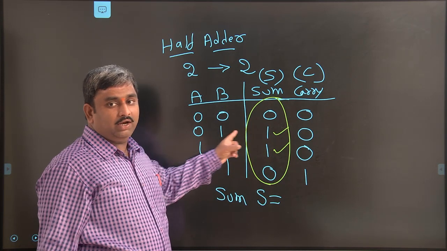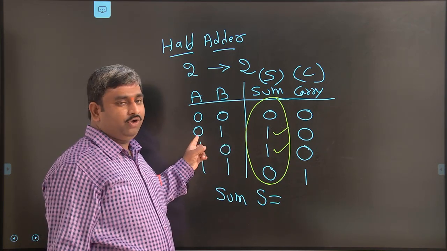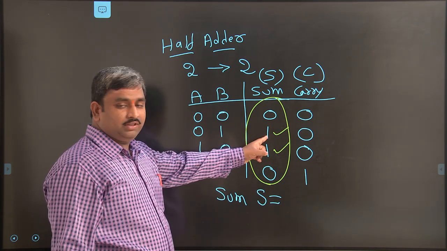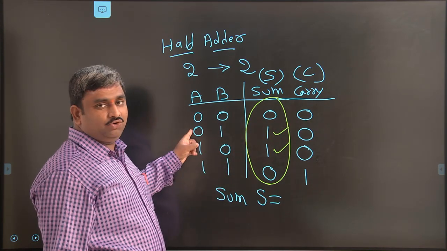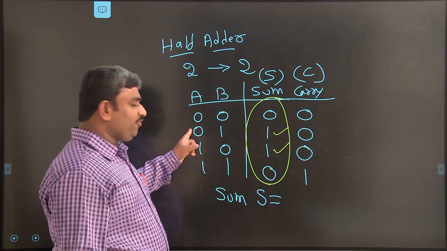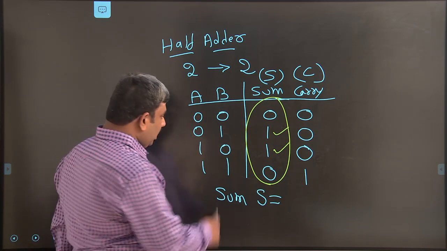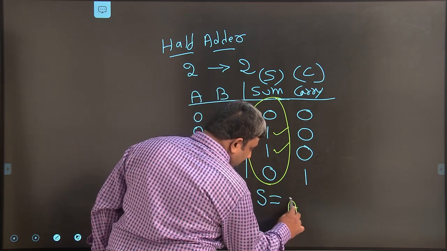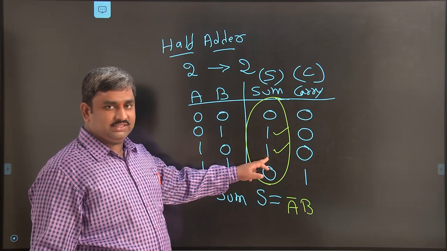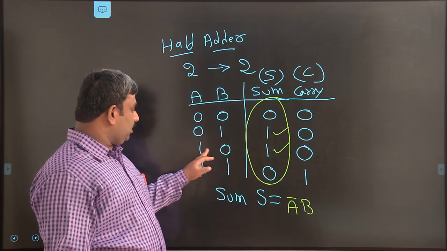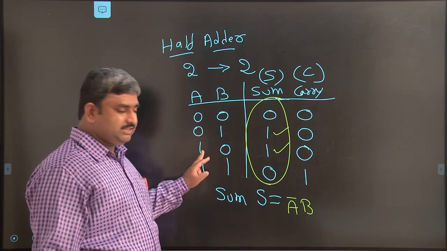Now what is the combination of inputs? Here I got the output for sum, and the input combination is A is equal to 0, B is equal to 1. How can I write this? A bar and B. I am writing this as A bar with B. Next, coming to here, one more 1 is there. That is 1 0, A value is equal to 1, B value is equal to 0. That is A B bar.